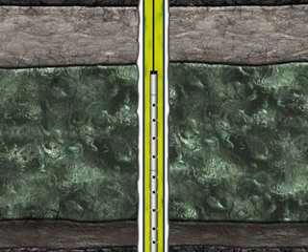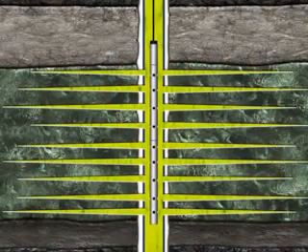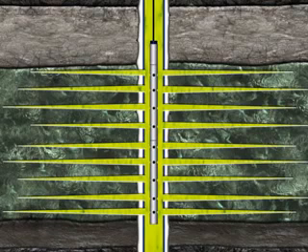The charges in the gun are now ready to be ignited using the surface perforating control equipment. Once the correct depth has been confirmed, the gun is fired. The charges in the gun explode, providing a path through the formation, the cement, and the casing to the production tubing. The perforating gun is then pulled out of the hole.